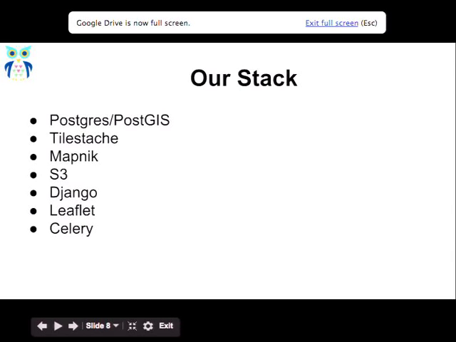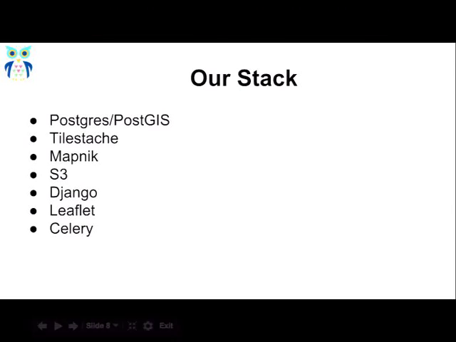So our stack, we are using Postgres and PostGIS as our database, of course. We are generating and serving our tiles using Tilestache, or really a wrapper I made around it. And we are using the Mapnik library to generate our tiles. And we're not using vector tiles currently. It's image tiles and UTF grid tiles. And then we cache our tiles on S3.